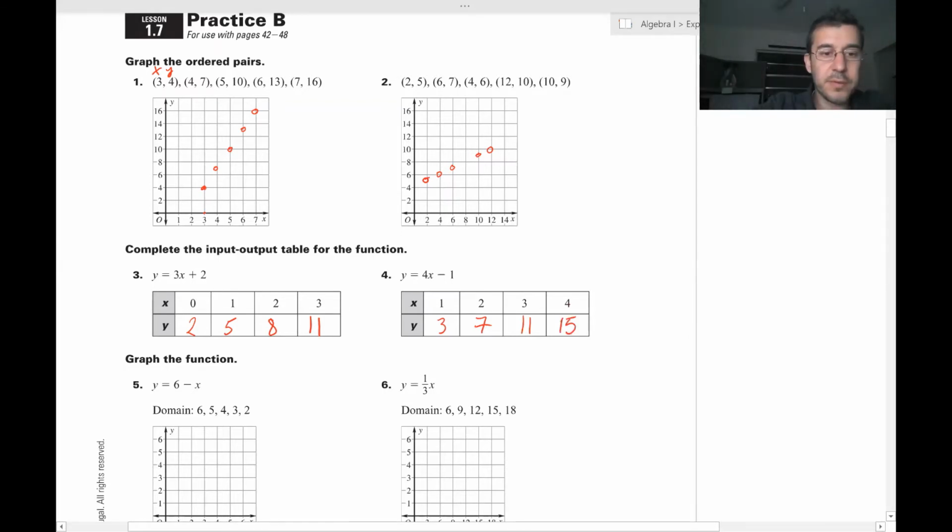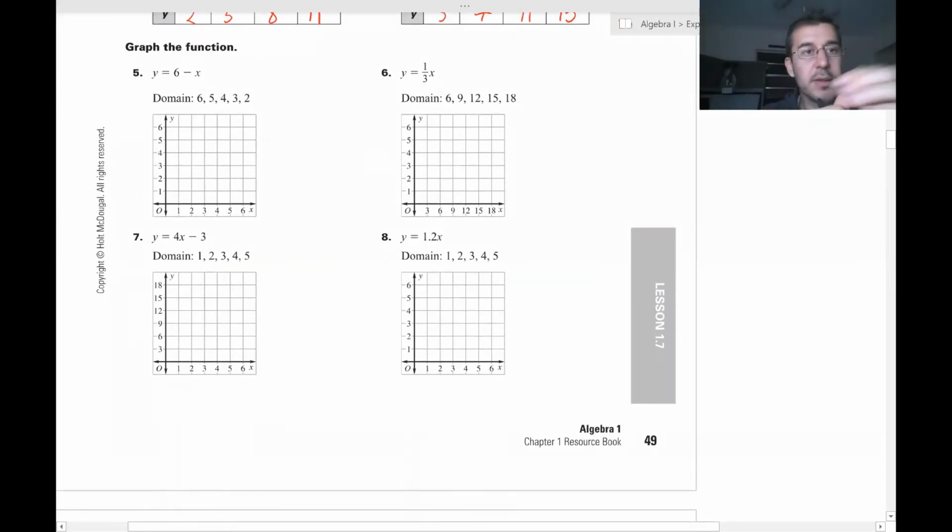Number 5, graph the function y equals 6 minus x. Have the domain, 5 values for the domain. Let's draw a table here. We're going to calculate the range. Like that. So when x is 6, 6 minus 6 is 0, so y is 0.